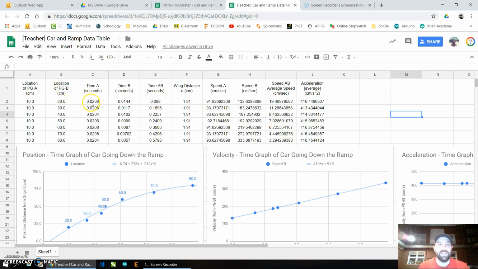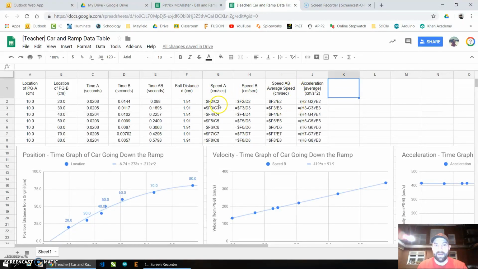But what you should have is all of your data, all your times put in here from the photo gates, where you have time A, time B, and time AB. You have all your photo gate locations, and then you have your wing distance. Now, most of the classes have a wing distance of 1 centimeter, but we aren't really using the wing, we're using the ball. So I'm going to change that right now, ball distance. And so that gives us a length that all this is going into. And then here's all the speeds.